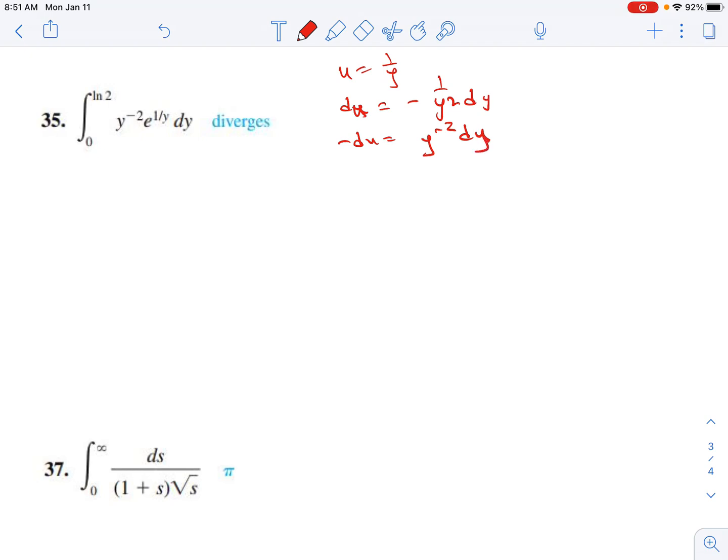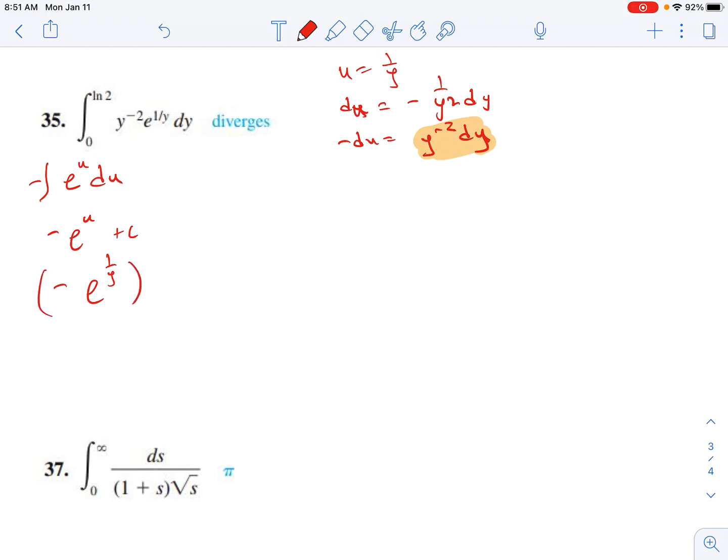And so for my y to the negative 2 dy, I'm going to plug in a negative du. So I'm going to rewrite this, and I'm going to do it without the bounds for the moment, as negative e to the u du. Okay, and take the antiderivative of that. I'm just going to get negative e to the u plus c. And then if I want to put the bounds on it, I'm going to substitute the u back in. And so it's going to be negative e to the 1 over y.